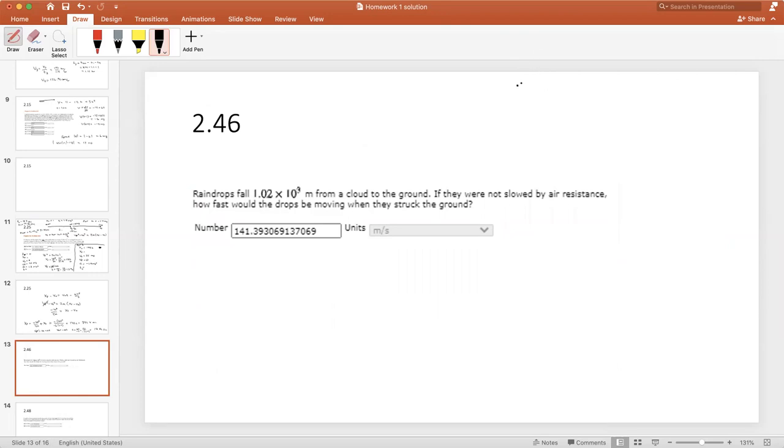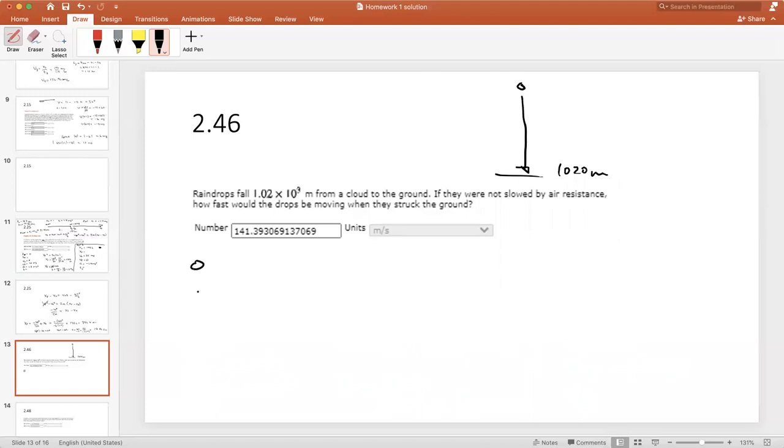So we have a raindrop that's going to fall, and we're told it's going to fall a distance of 1020 meters. 1.02 times 10 to the third, move the decimal over 3 places. It's not slowed by air resistance. And we need to figure out how fast it's going to be moving when it hits the ground.